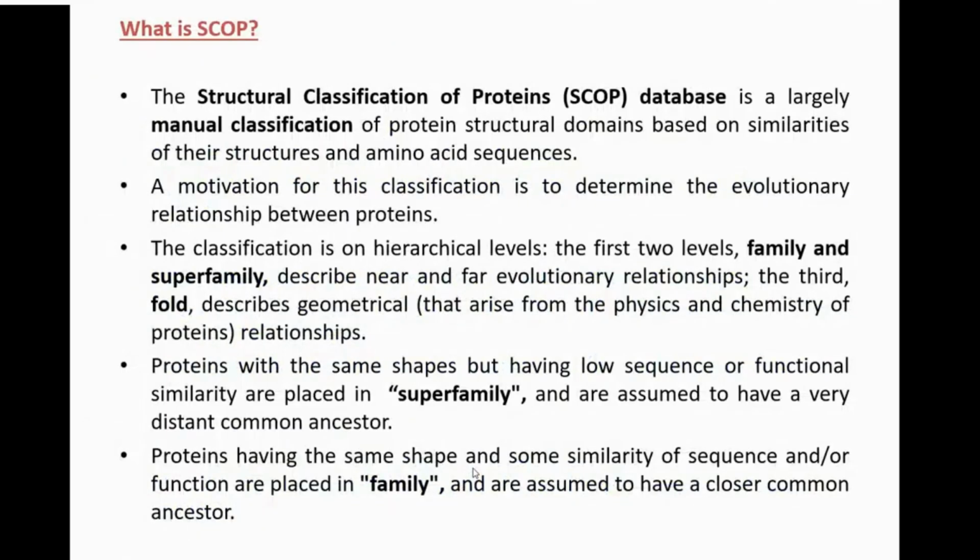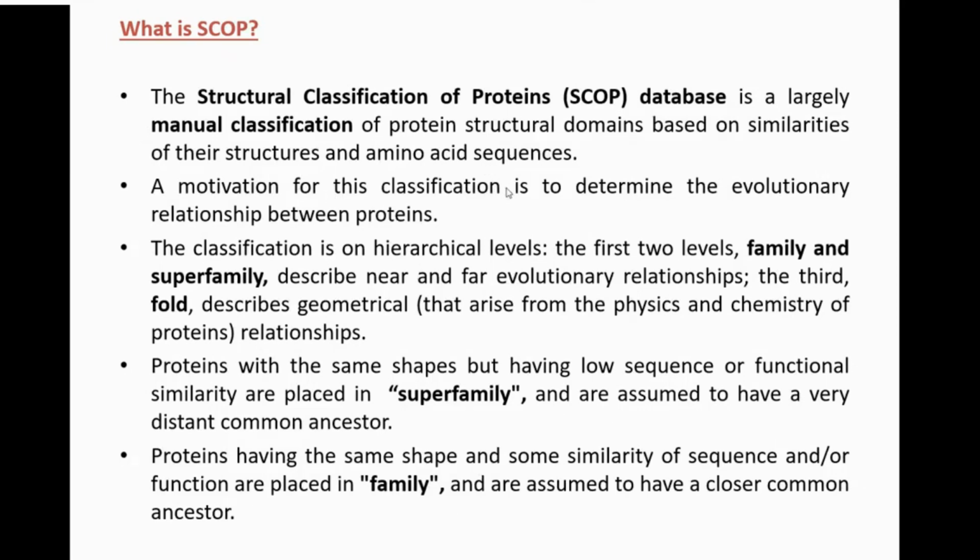Coming to what SCOP is, the Structural Classification of Proteins database is largely a manual classification of protein structure domains based on similarities of their structure and amino acid sequences. Manual classification means the classification is done by expert biologists, not by an automated or programmatic process. It is done manually by expert biologists on the basis of similarity of their structure and amino acid sequences. Similarly structured proteins are placed in one group.